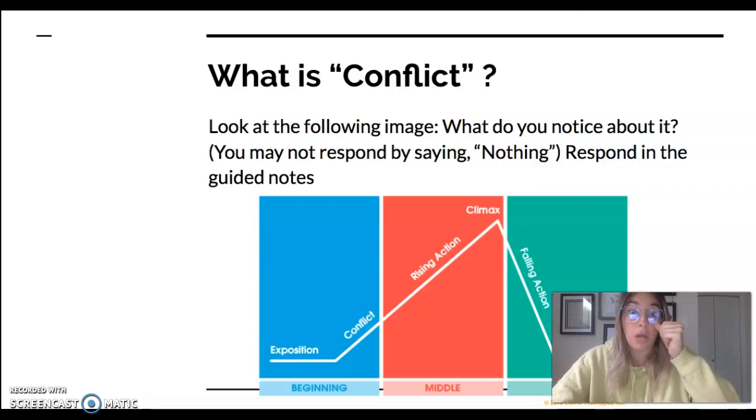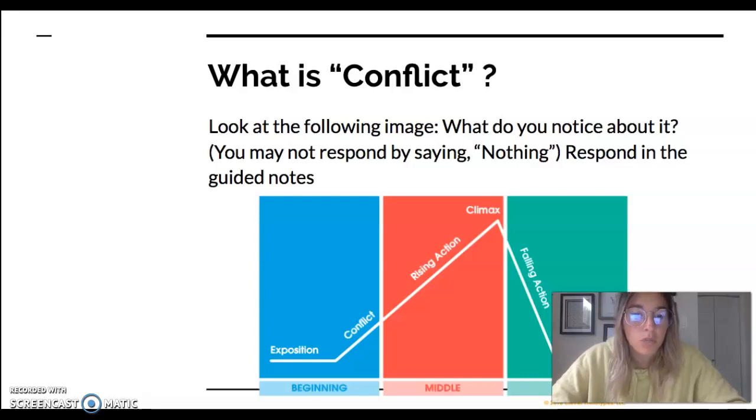There is no right and wrong answer here. Please do me a favor and don't cheat and go on to the next slide hoping to find an answer. What I would really, really like for you to do is take a minute and look at this image and really think about what sticks out to you. What is interesting to you? It says beginning, middle, end. It says exposition, conflict, rising action, climax, falling action, resolution, all things that you are aware of.